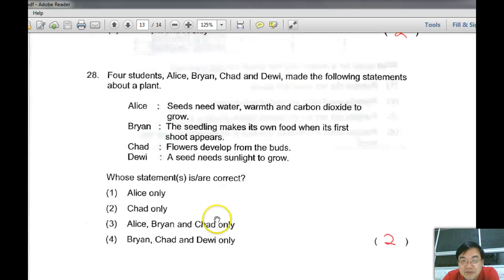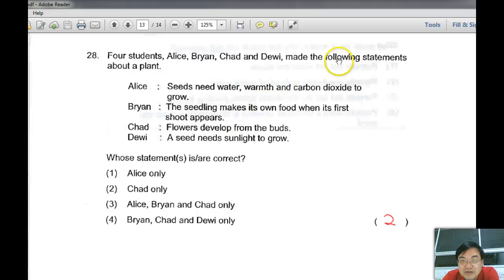Next, 28. They're making the following statements. Now Alice says that seeds need water, warmth and carbon dioxide to grow. No, it needs oxygen. Alright, this is wrong. Okay, the seedling makes its own food when its first shoot appears. It depends on when the shoot appears, whether its leaves are developed. Alright, just hang on first.